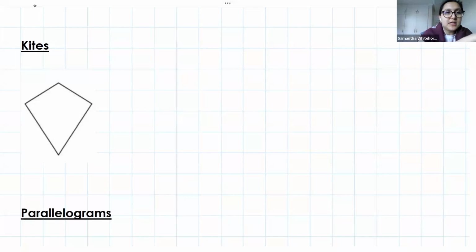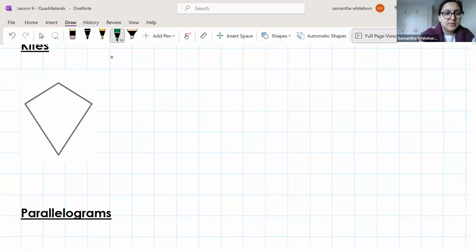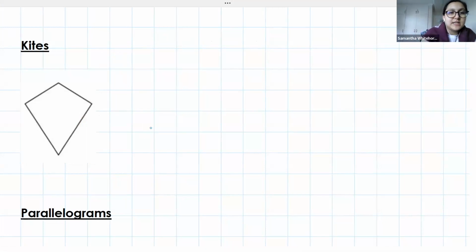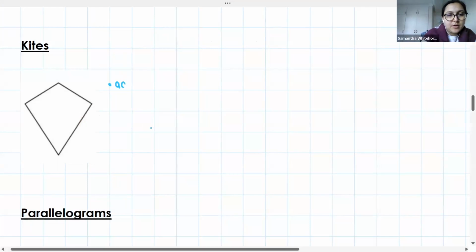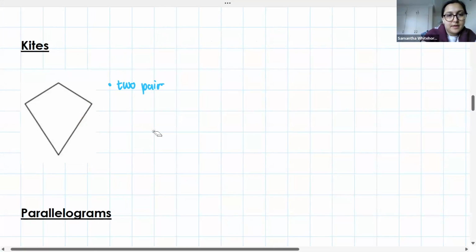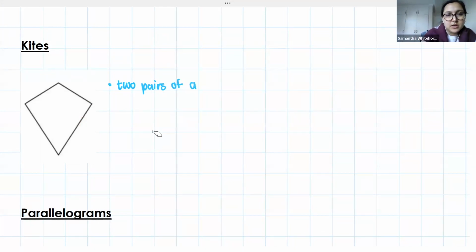Okay, so the first thing about our kite, and someone right at the beginning said it, a lot of you were putting this down, is the fact that our adjacent sides are equal. Now remember guys, adjacent means next to. Actually, let's rephrase that a bit better. So two pairs of adjacent sides are equal. And again, adjacent means next to.